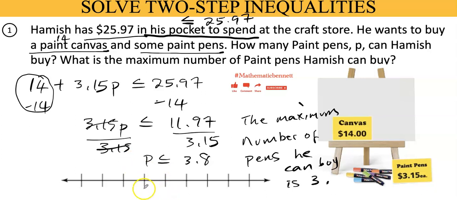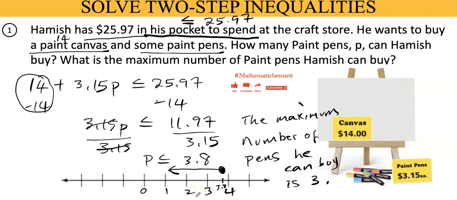Let us represent this on our number line. 0, 1, 2, 3, 4. 3.8 would be closer to 4. So we put a circle at 3.8. We shade it since it can also be equal to 3.8. And we draw an arrow going to the left to show that he can only spend 3.8 or less. So 3.8 would be right there.